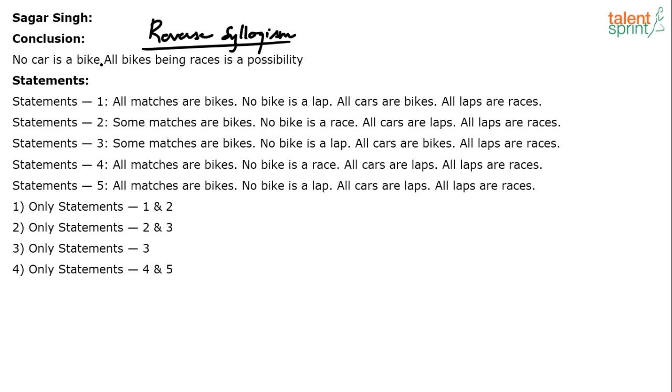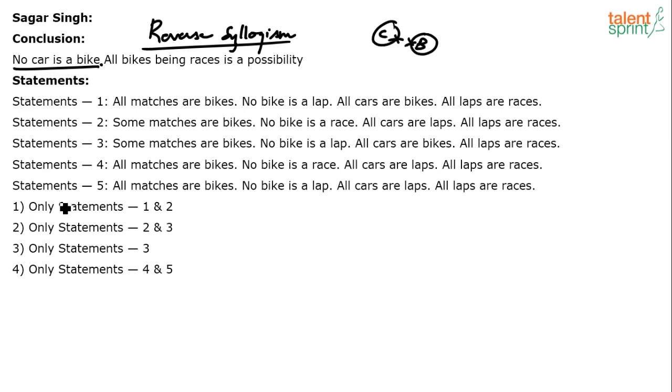See, very clearly, there are some techniques which can help you eliminate some of the answers directly. Like if you observe the first conclusion here, he says no car is a bike. No car is a bike. Car and bike cannot overlap at all. No car is a bike mean what? Car and bike should not be touching at all. So whatever diagram you draw for the statements, cars and bikes should not be touching at all.